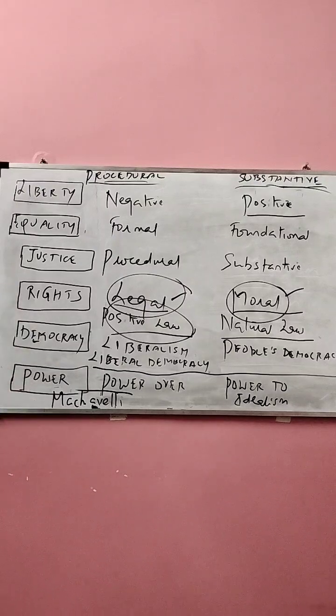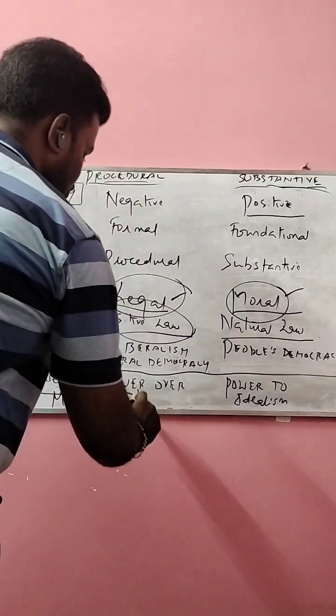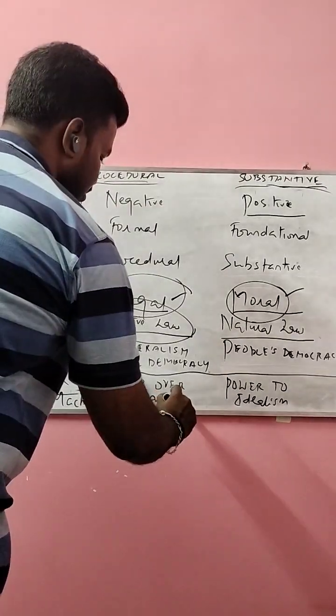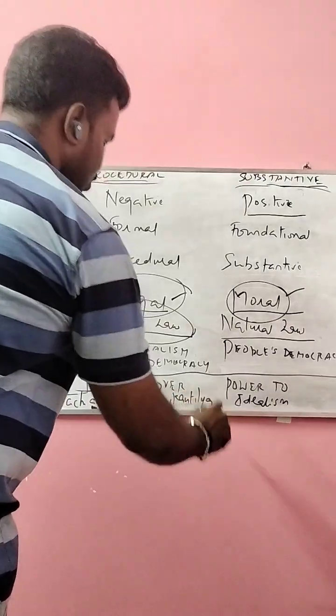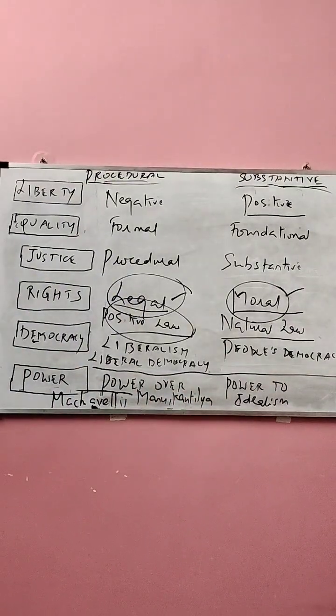Okay, so this is power over. Apart from Machiavelli, Manu in the Indian tradition and Kautilya in the Indian tradition, they also support power over. Power over and power to cannot be strictly placed under procedural and substantive, but you can associate them roughly under procedural and substantive. So power over is a negative concept. It is seen through domination, oppression, control, hegemony.